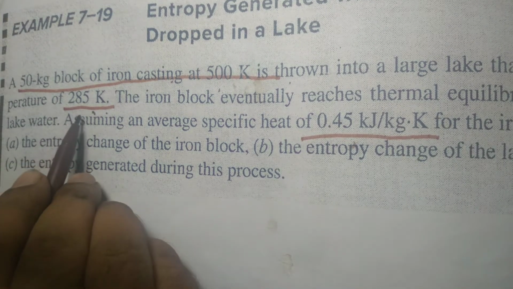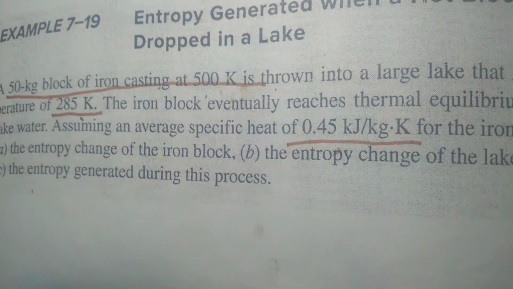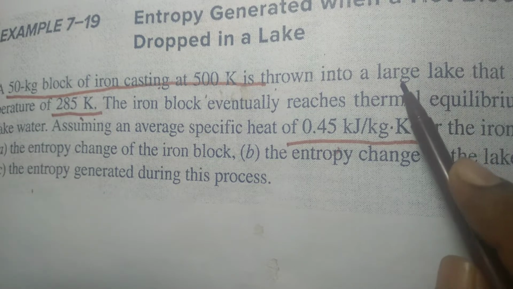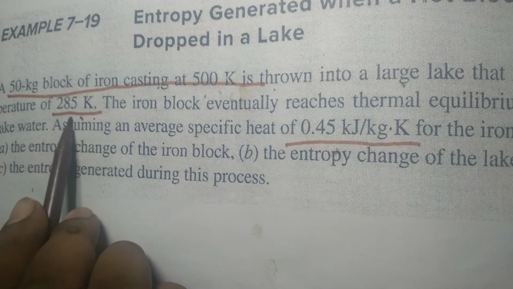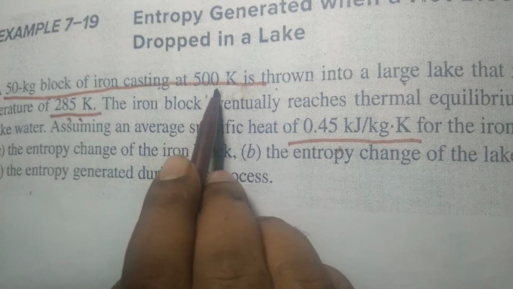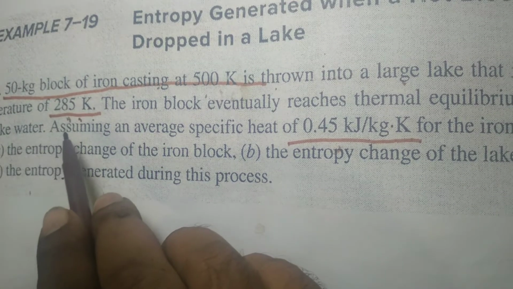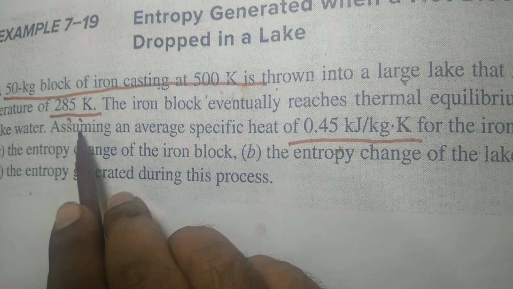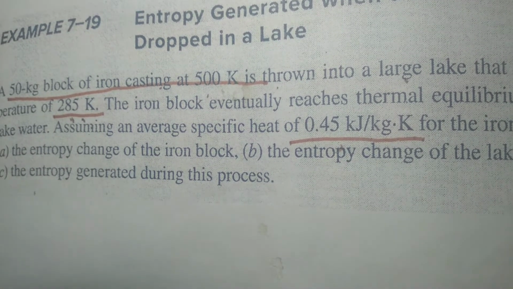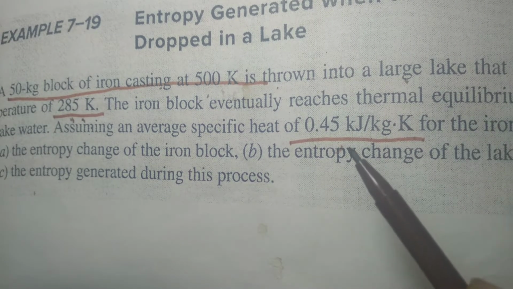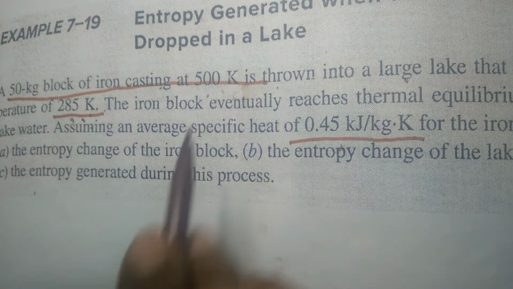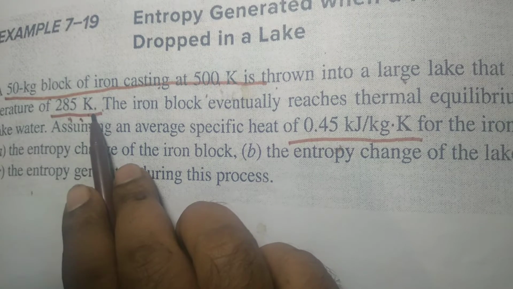But here in this case, since the lake is a large body, its thermal capacity will be higher. So no matter how much heat may flow from the iron casting to the lake, the temperature of the lake will not increase. It's a different thing that the temperature of iron will decrease, and eventually the equilibrium temperature will be 285 Kelvin only, because the lake is a reservoir. The lake will play the role of reservoir here.